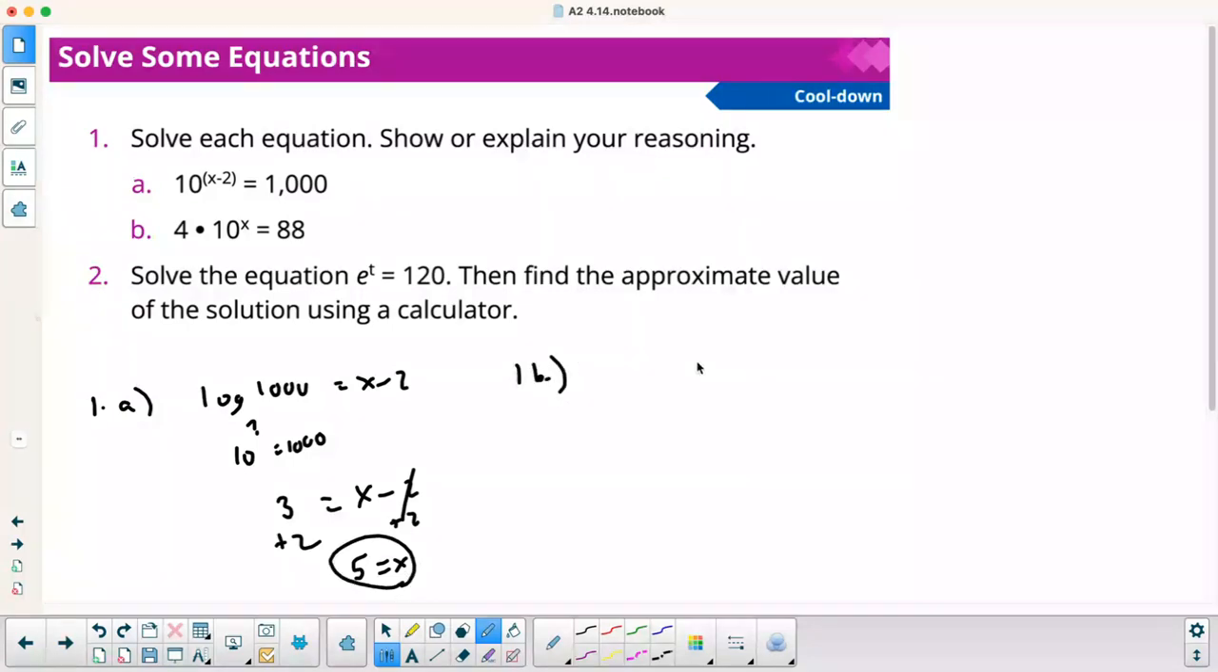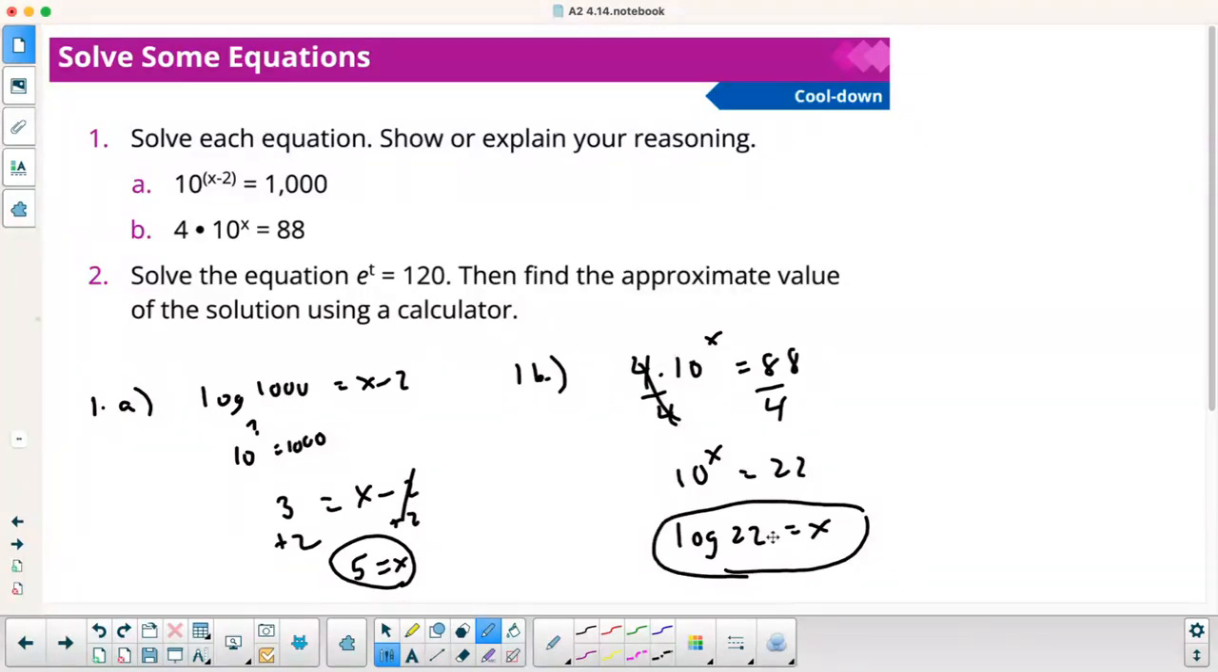So 1b, 4 times 10 to the x equals 88. I'm going to divide each side by 4 to get started. 10 to the x equals 22. And then I'm going to write in log form, log base 10 of 22 equals x. And then I'm just going to leave it like that because that's exact. Now, if I wanted to type into my calculator, I could type in log of 22 and I could get a decimal as well.